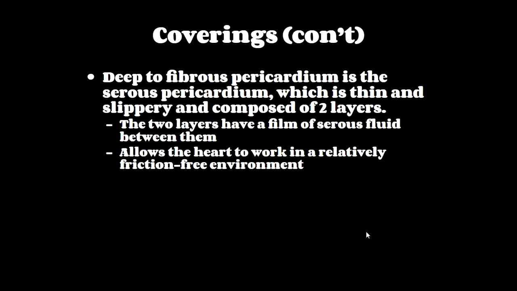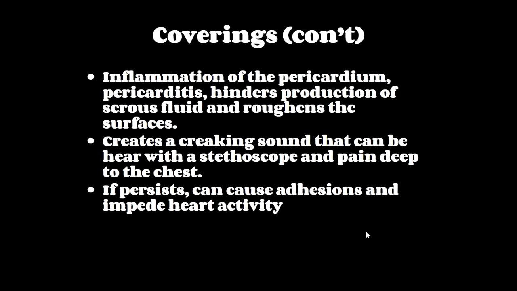So inside that fibrous pericardium that's real loose, you're going to find a very slippery, thin layer of tissue, actually two layers of tissue, known as the serous pericardium. And we've talked about serous fluid before, it's like a lubricant that allows your organs to move around without friction. Well, this serous fluid allows your heart to beat without rubbing against the pericardium every time that it beats, because we want a friction-free environment for the heart. If we don't have that, the heart's going to rub against the pericardium and that can do damage to the heart. Inflammation of the pericardium is called pericarditis.